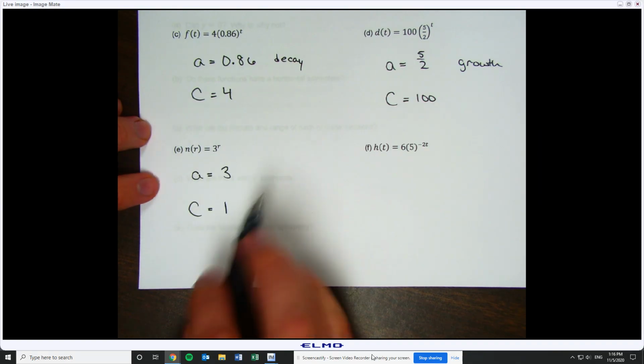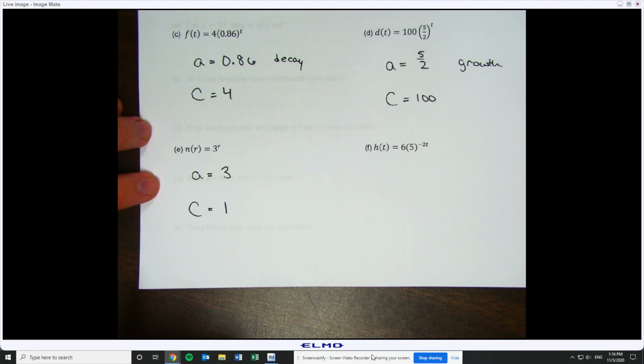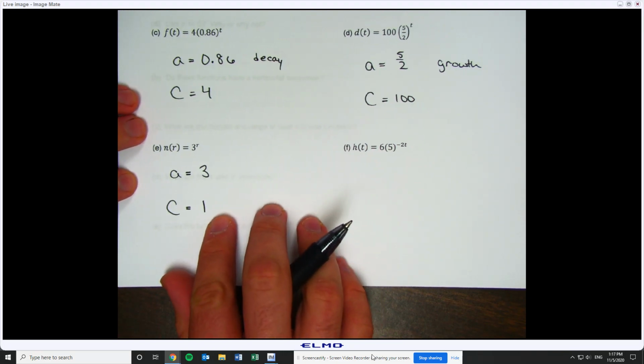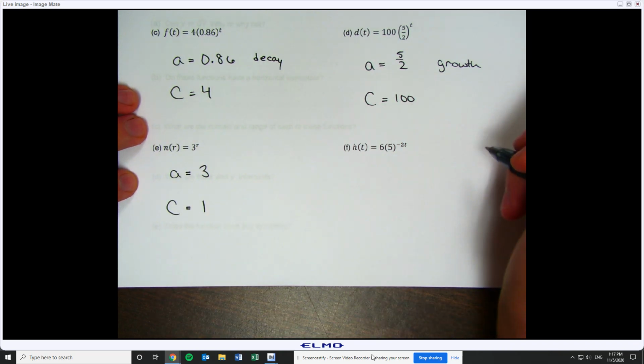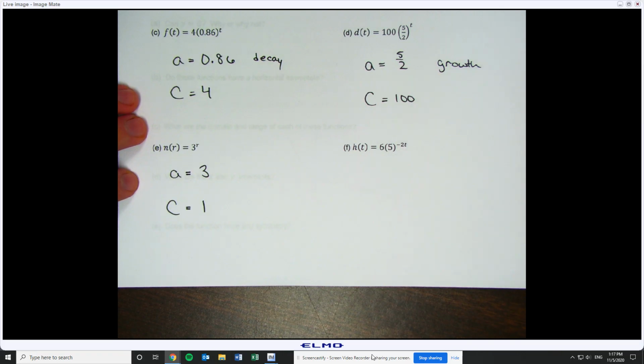Another way to think about this, there is an invisible 1 that I'm multiplying by out front. All right, now for the last one. This one will require the most thinking out of all of them. It's very tempting to say that our base is 5. That's what we've been doing so far.